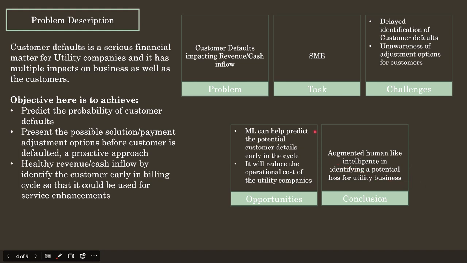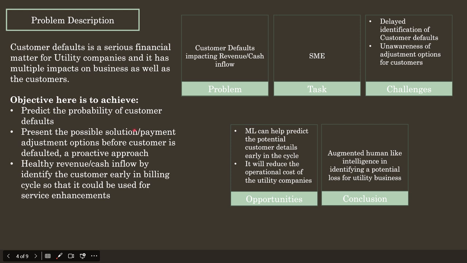Now that we have seen the main problem statement, let's dive further into this. Customer defaults, as we just saw, are a serious financial matter for the utility companies, and they have multiple impacts on the business as well as the customers. So the objective here is to predict the probability of the customer defaulting with the help of a machine learning model, and present a possible solution, payment adjustment options, before the customer defaults.